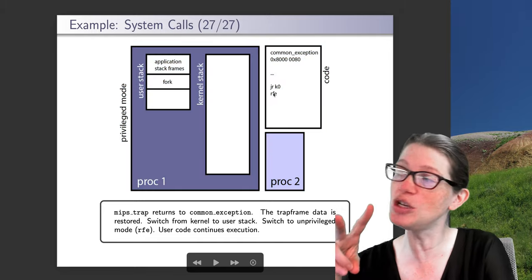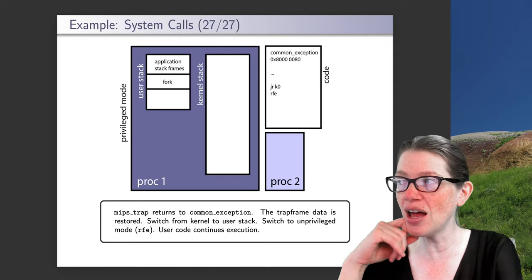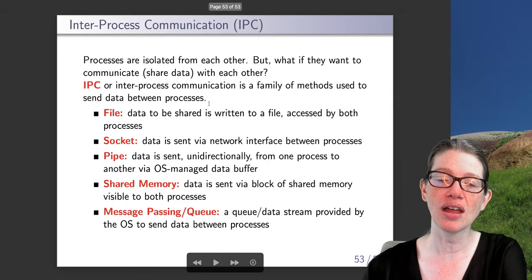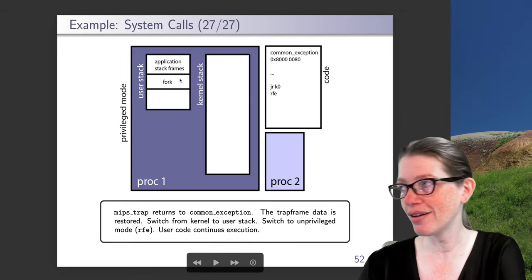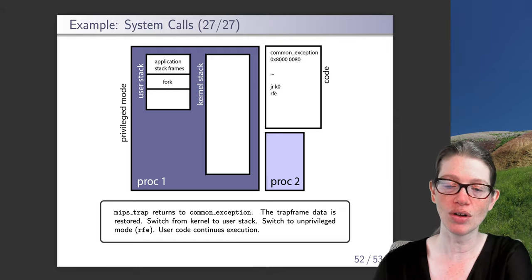So we're going to switch back to the user stack. We are going to switch our privilege back to unprivileged mode. And then we are going to go back to executing fork in the system call API. So we are back to user mode.